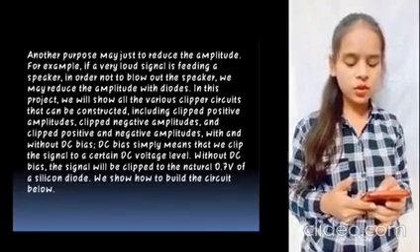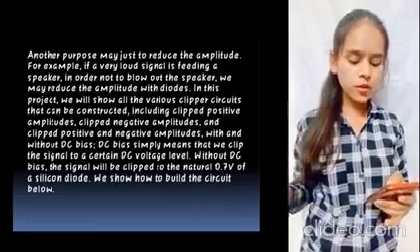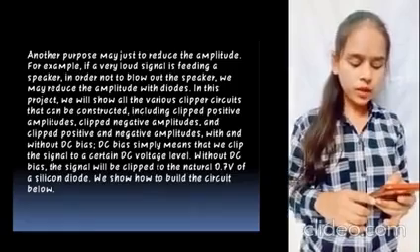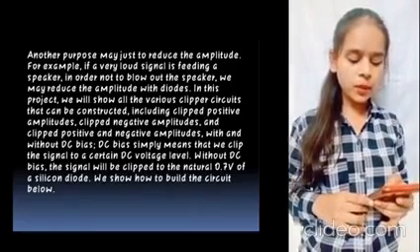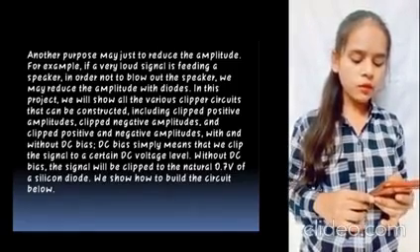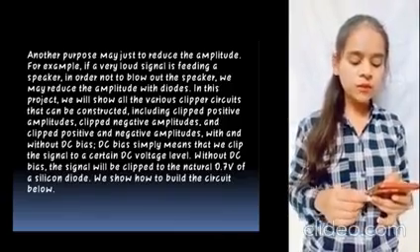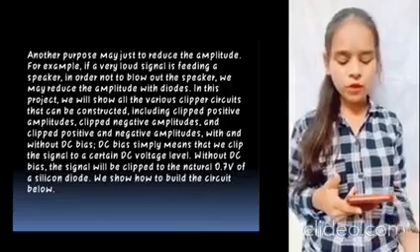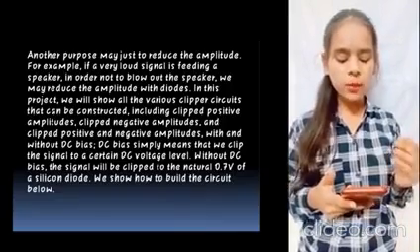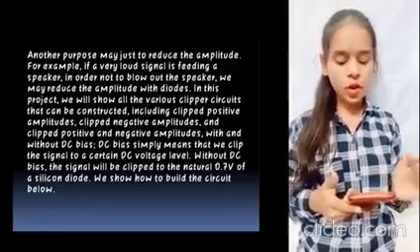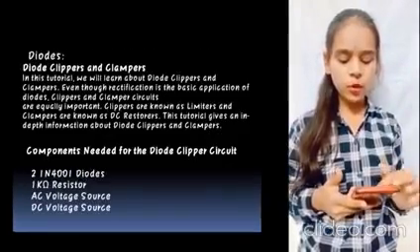In this project, we will show all the various clipper circuits that can be constructed, including clipping positive amplitudes, clipping negative amplitudes, and clipping positive and negative amplitudes, with and without DC bias. DC bias simply means that we clip the signals to a certain DC voltage level. Without DC bias, the signal will be clipped to the natural 0.7V of a silicon diode. We show how to build a circuit below.